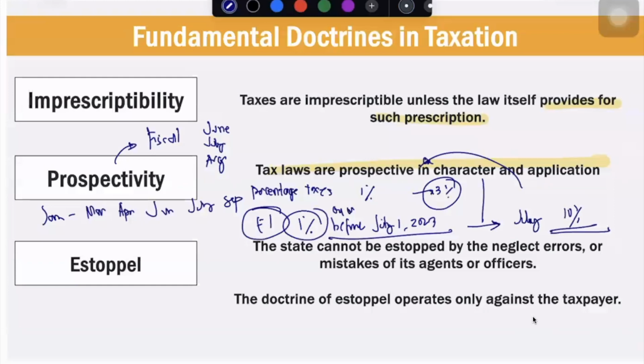Assuming it is fiscal. For June, what is the percentage? 1%. July and August, what is the percentage? 10%. Therefore, if you will now file a quarterly tax return, what is your percentage? 1% times 1 over 3 and 10% times 2 over 3. So your percentage will be, kung ano man yung sagot dyan, yun yung sagot natin. Ganun siya. Prospective in character.